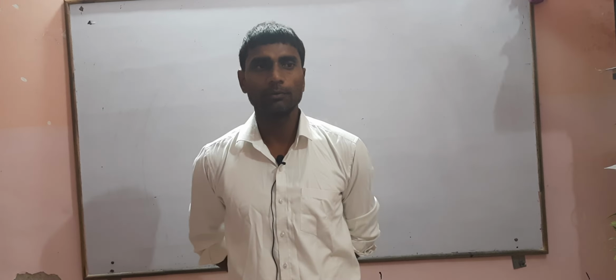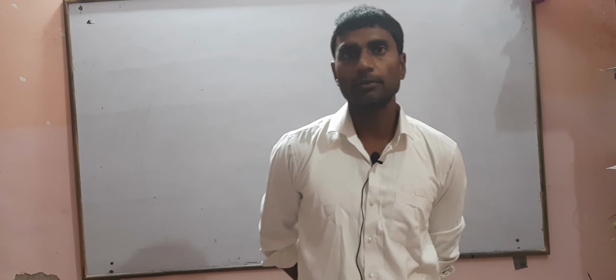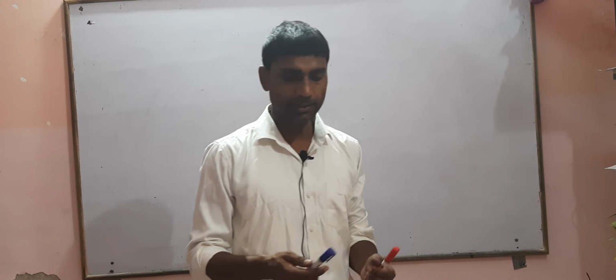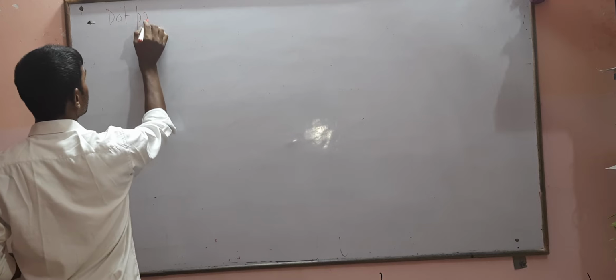So in vectors there are two types of multiplication. The first is the vector product and the second is the dot product. Here we will discuss the dot product of vectors.